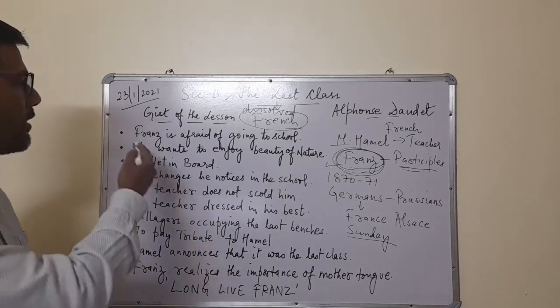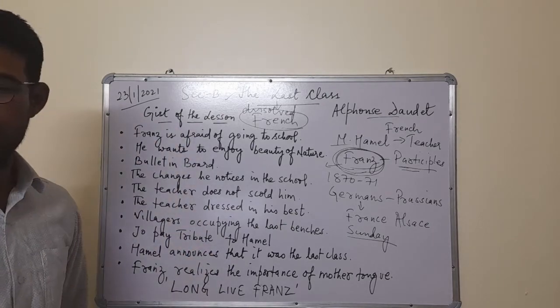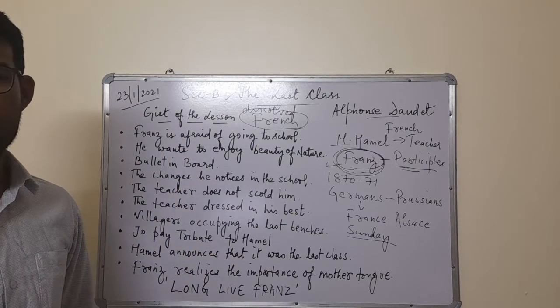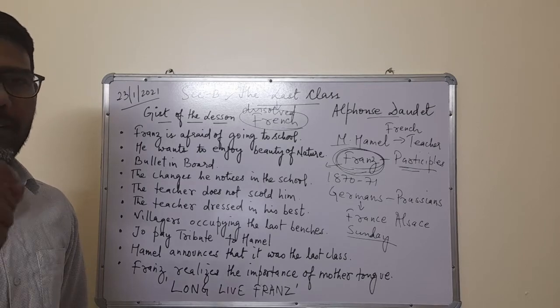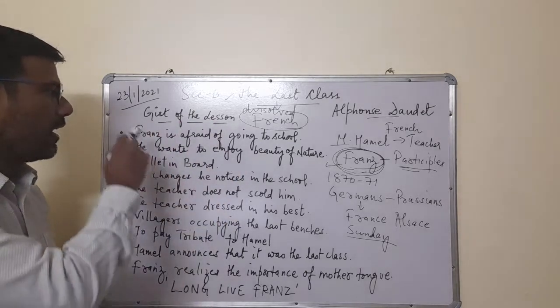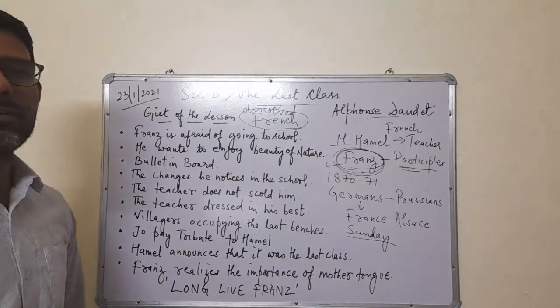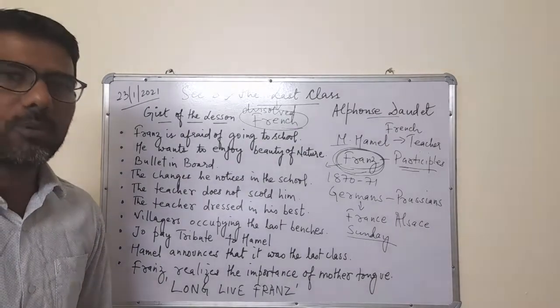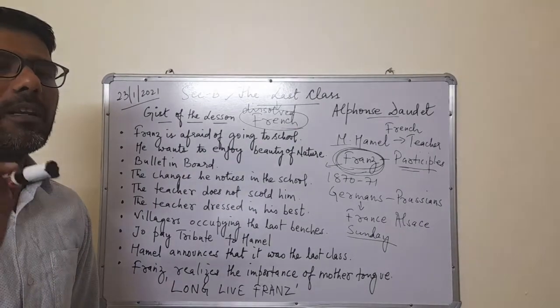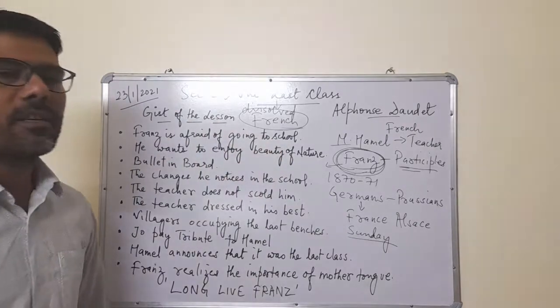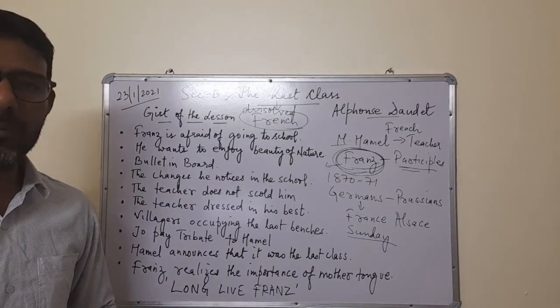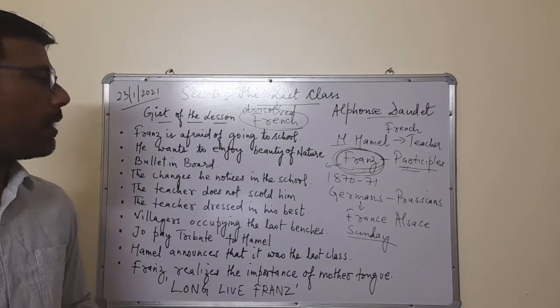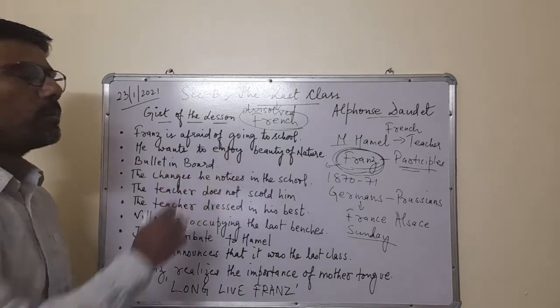Now, children, the gist of the lesson, once again, will help you to understand the entire lesson. This is in short. As we see, Franz is afraid of going to school. Why is Franz afraid of going to school? Because he has not learnt the chapter on participles which was taught by his school teacher, Monsieur Hamel. Next, it says he wants to enjoy the beauty of nature.